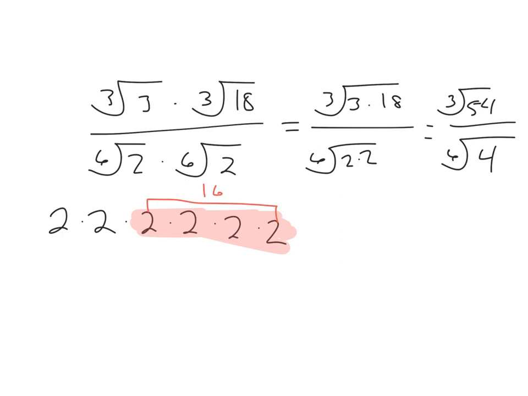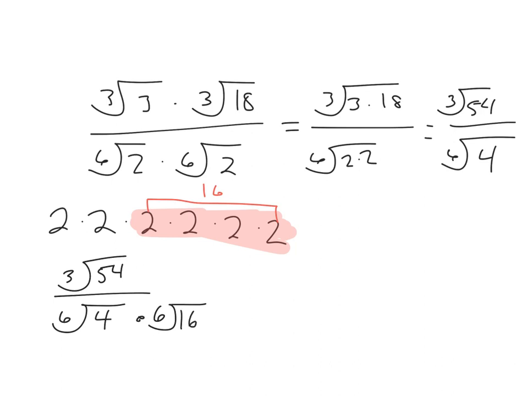So what I need to go ahead and do, and I'll rewrite it, we have the cube root of 54, and then the sixth root of 4. I got to multiply it by the sixth root of 16, right? Because this is the 16 that I needed, and I got to make sure it's in the sixth root. Now, what I do to the bottom, I got to do to the top, so then I have the sixth root of 16. Now, this is going to give you the sixth root of 32.